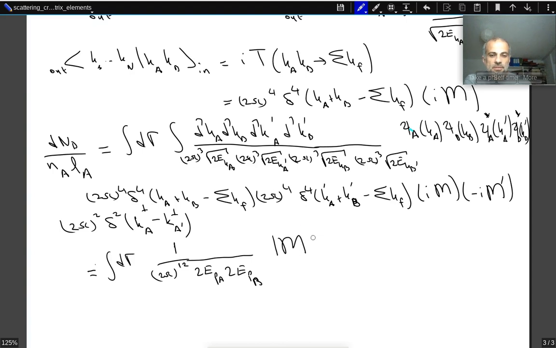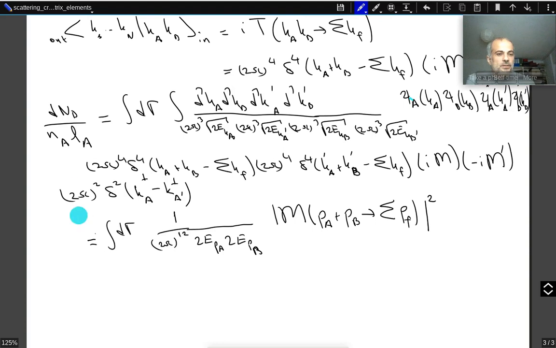Here this M, let me write it explicitly, M is the matrix element for the process PA plus PB. Took one particle with momentum PA, the other particle with momentum PB. They collide and they scatter into a final state with particles having momentum PA. Absolute squared. So what remains inside is, I have a 2 pi squared, this one over here, or in fact 2 pi squared.